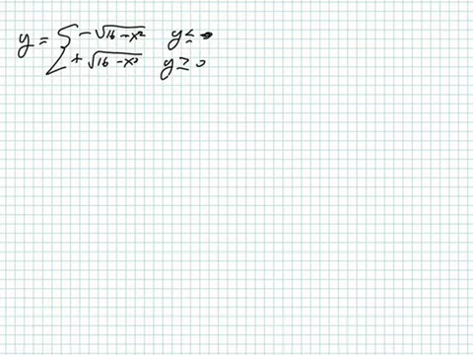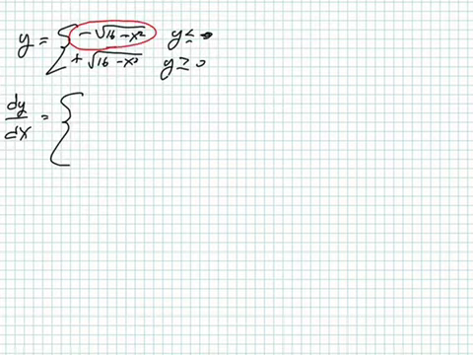Okay, so now if I want to find my derivative, dy/dx, then I need to take the derivative of each piece. Up here, if I look at minus the square root of 16 minus x squared, I'm going to have to use the chain rule in order to take this derivative. So I'm taking the derivative of this, look at the top here, this piece right here.